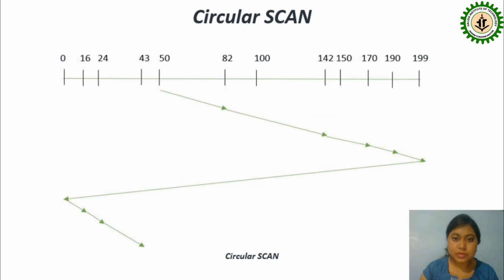Let's look at the diagram. Circular scan. From 50 we go to position 80, then 140, 170, 190, and the last position is 199. From 199 we go to the other end position, that is in our case 0, and again from 0 we start moving the arm, that is from 0 we go to 16, 24, and the last request is 43. These are the total movements.